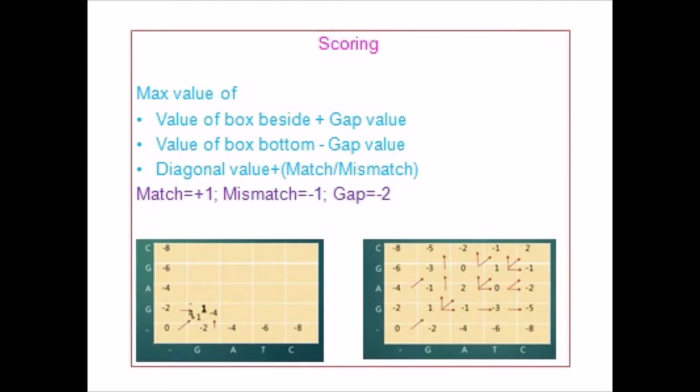Next, the third one is the diagonal value as 0, and if there is a match, that is G and G are matching, so hence it will be plus 1. 0 plus 1, it will be plus 1. Hence of these three values, minus 4, minus 4 and 1, 1 is the maximum value. So hence we have to give 1 as the score in the G and G box.